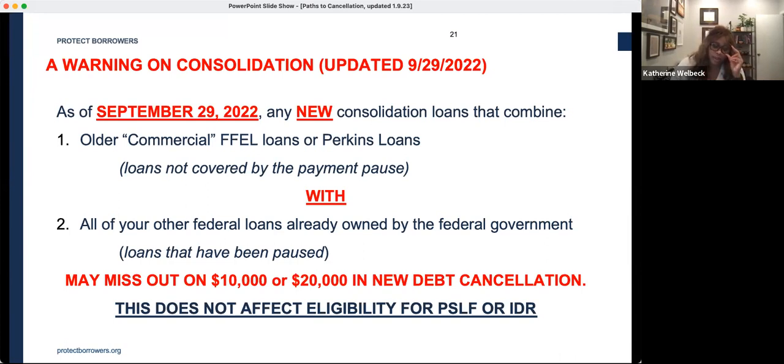If you have a mixture of loans that received the payment pause and some that did not receive the payment pause, consolidating all of those loans together could affect your eligibility for the cancellation of $10,000 or $20,000 under the August announcement. Again, there's a lot up in the air right now, especially with the debt relief plan held up in the courts. But we really want to mention this here because if and when the application becomes available again, you should understand that consolidating all of those loans together could make you ineligible for debt relief. So thinking through your best options for debt cancellation, you might have to consider how long you've been in repayment and how much debt you have in order to make an informed decision about the best option for you personally.